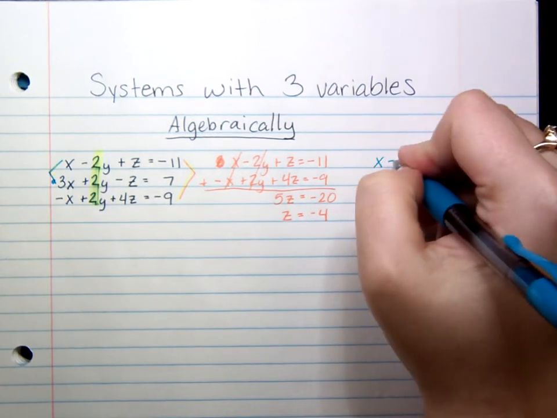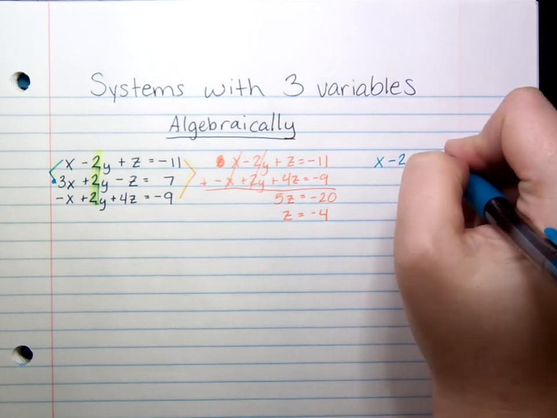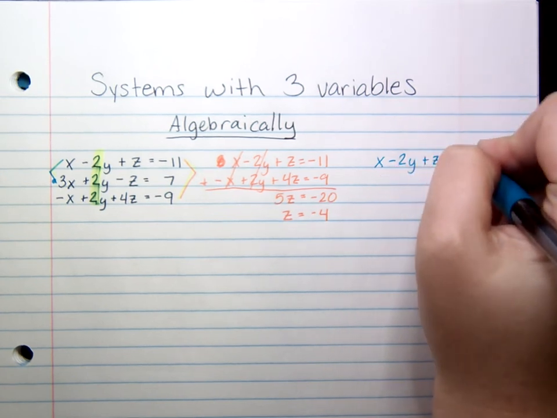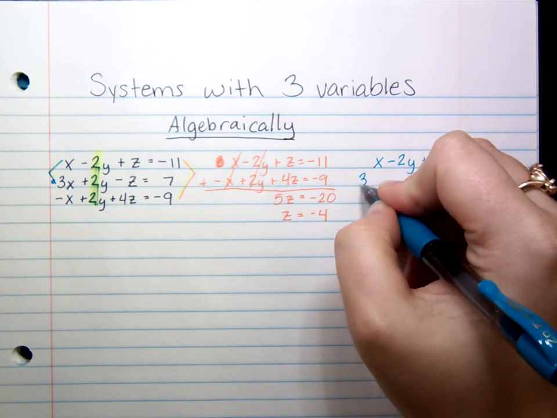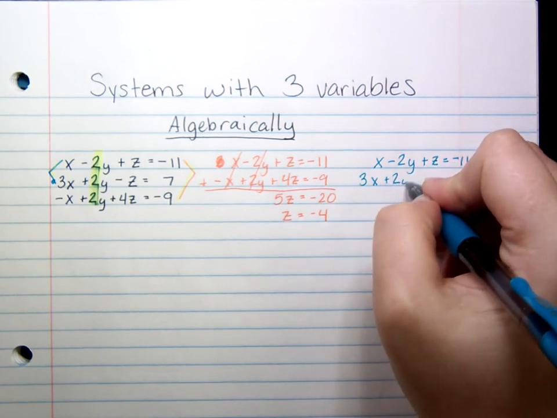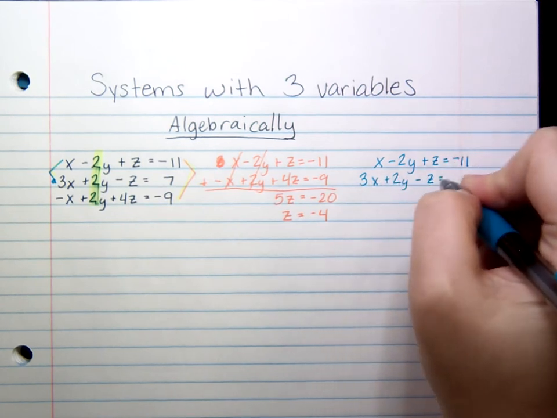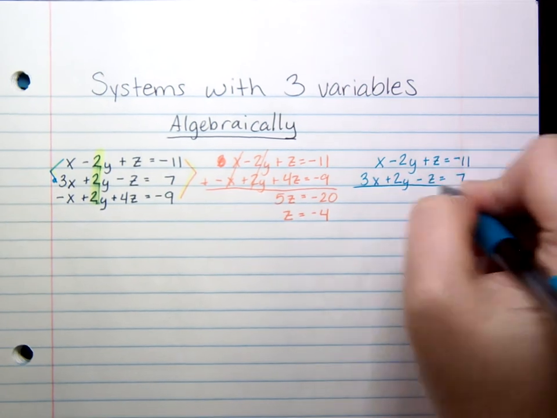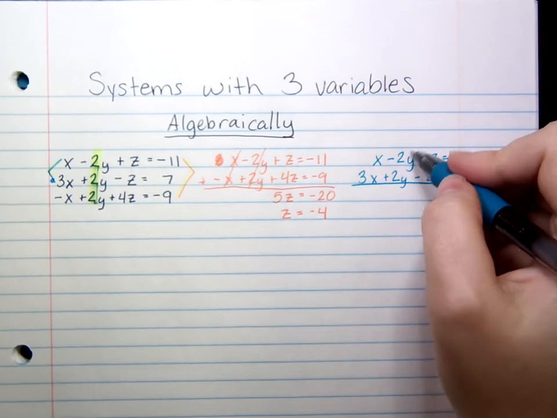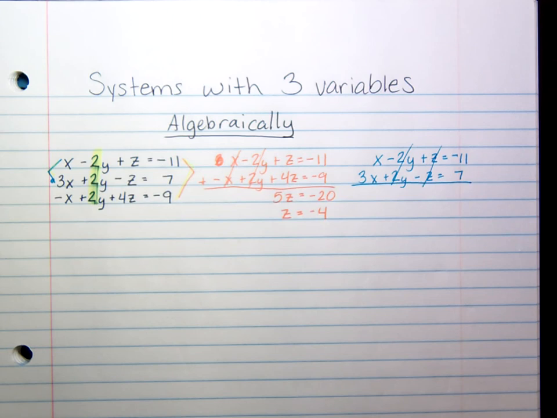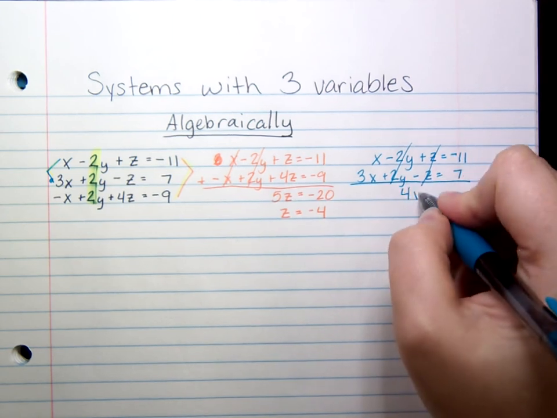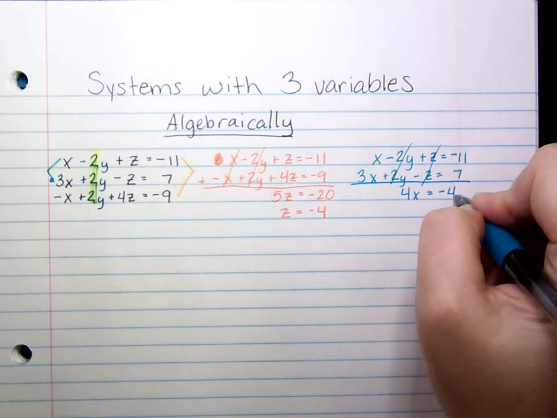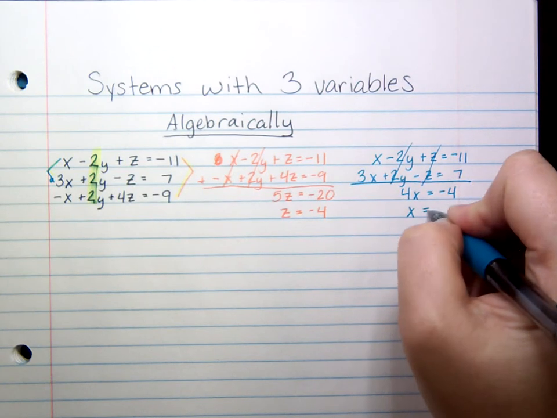So I'm going to rewrite these over here. And I'm combining that with 3x plus 2y minus z equals 7. And we get lucky on this one too, and these cancel out, which leaves me with 4x equals negative 4, which means our x value is negative 1.